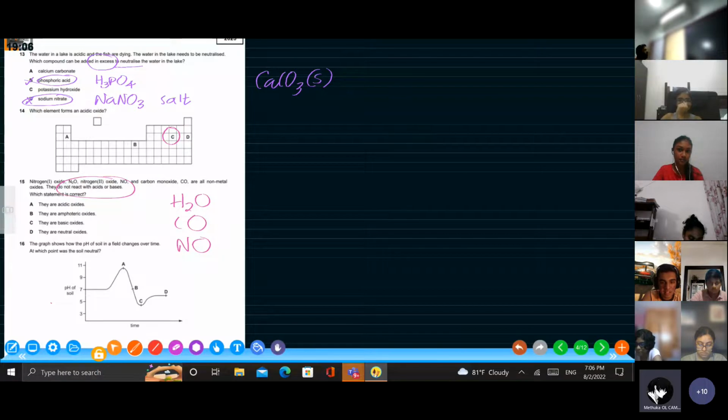Okay, the graph shows how the pH in this field changes over a period of time. At which point is the soil neutral? Very simple, D, right? Because the pH is 7.